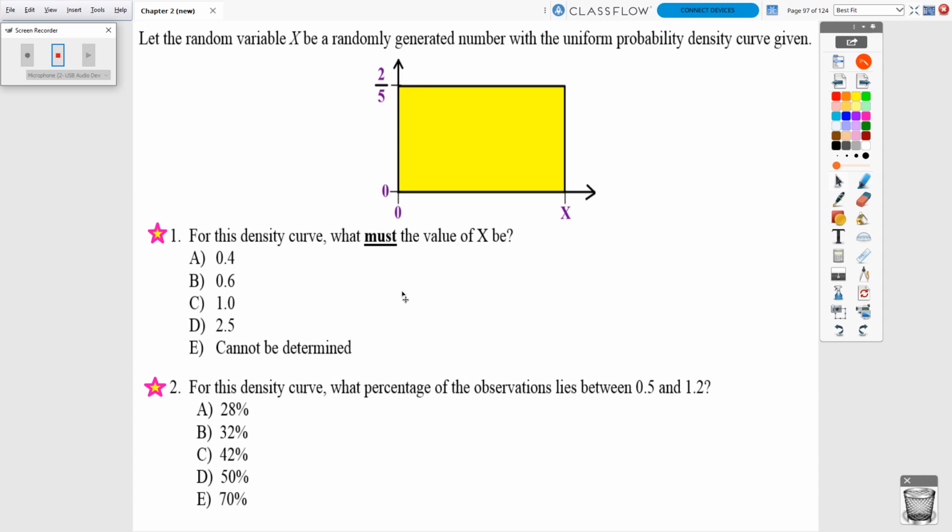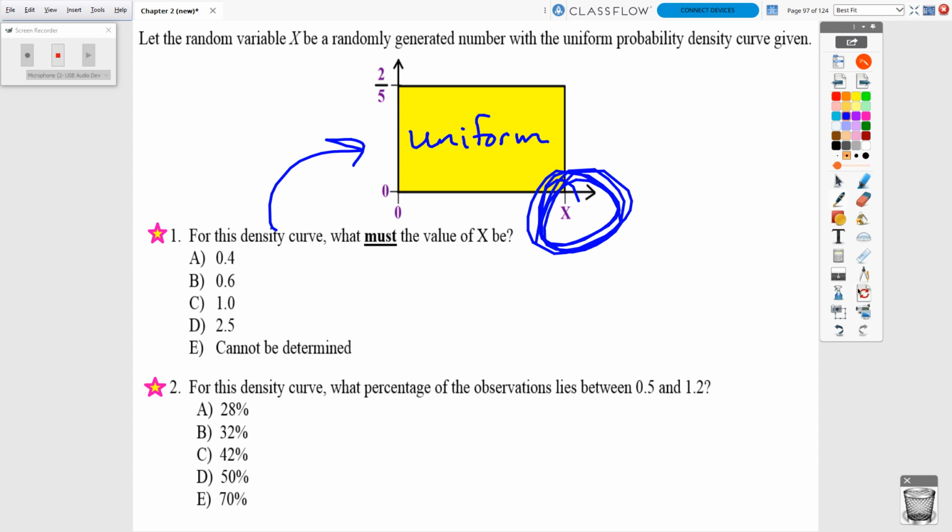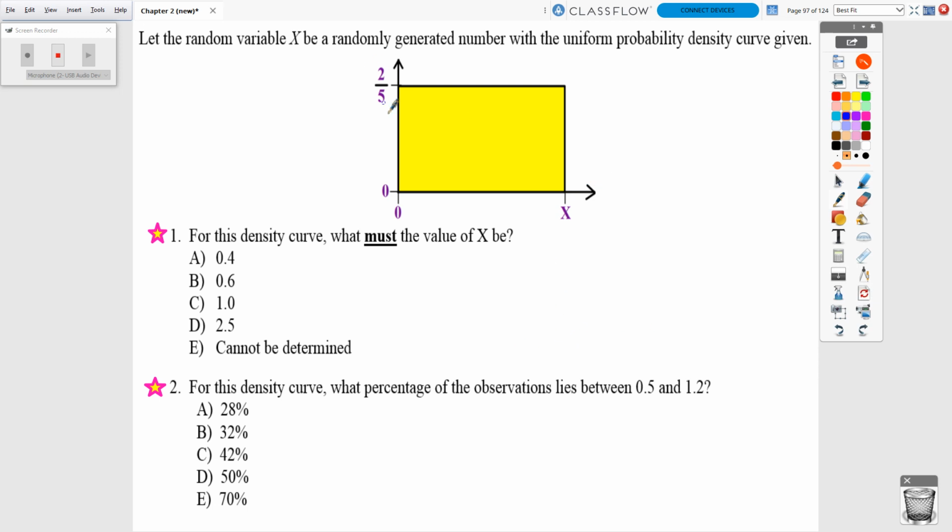All right, let's go through some of these multiple choice questions together here. For number one, it says for this density curve, aka this uniform density curve, what must the value of x be right here? So we know it goes from 0 to something, but we don't quite know what it should go to. Now, the vertical axis represents our probability of x, of the values that are down here. So I guess I shouldn't say x per se, but the probabilities in general.